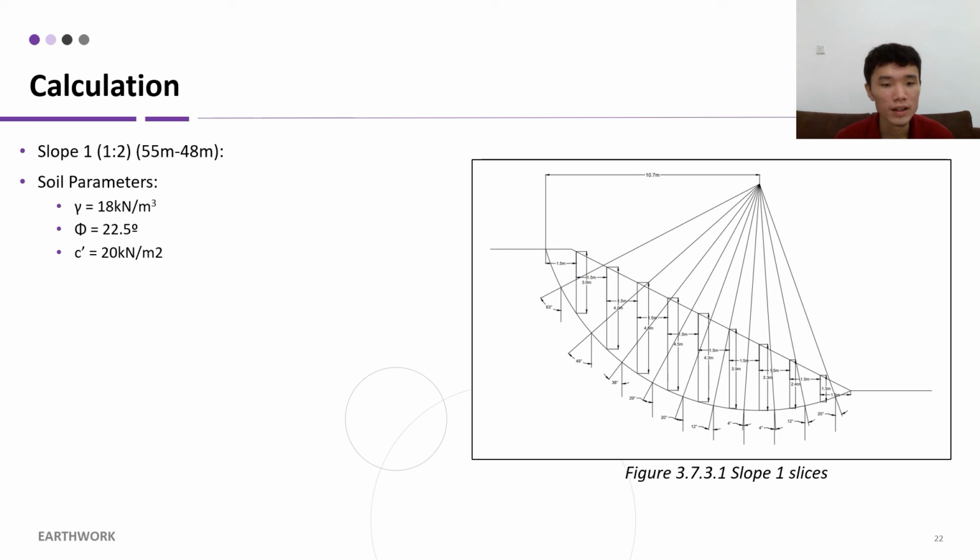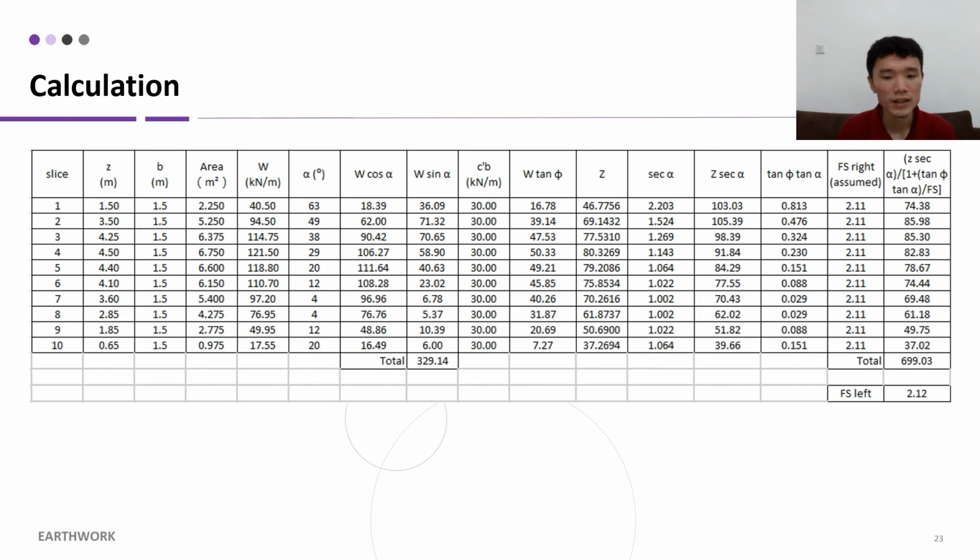For slope 1, the slope ratio is 1 to 2 and the height difference is 7 meter, from 55 meter to 48 meter. The soil parameters are shown below. As for slope 1, the inputs such as height Z, width B, and angle alpha are recorded in the table. The factor of safety obtained is 2.12, which is higher than 2, considered as acceptable range for slope stability.